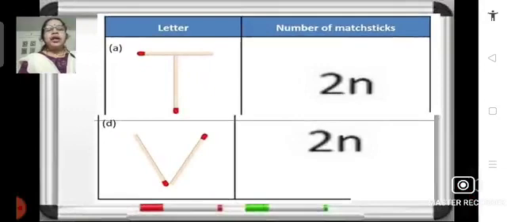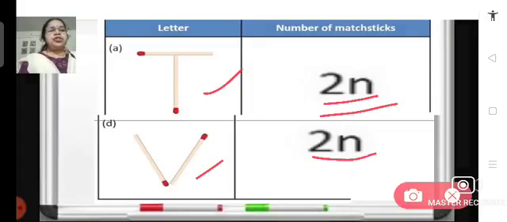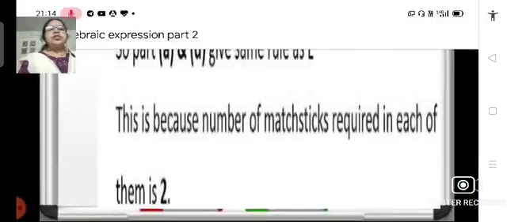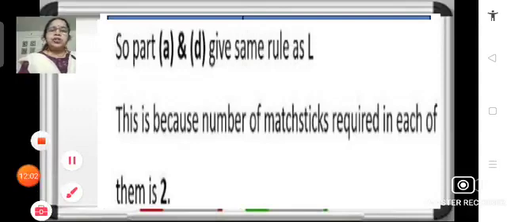So which two other letters can we use the same rule for? It is for T, isn't it? For T also 2 matchsticks are required. So what is the general rule? It is 2n. And for V also 2 matchsticks are required, so the general rule here also is 2n. So parts A and D give the same rule as L, because the number of matchsticks required in each of them is 2.